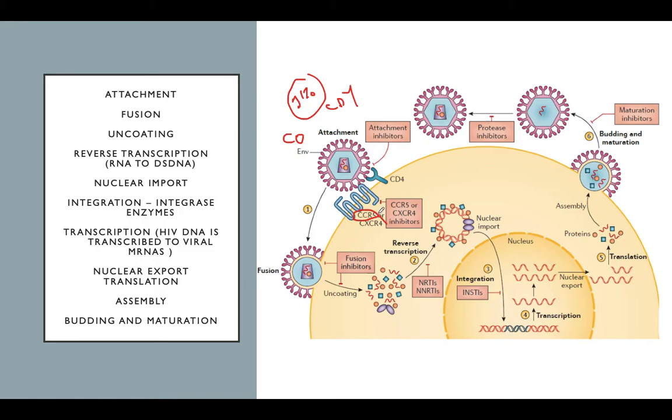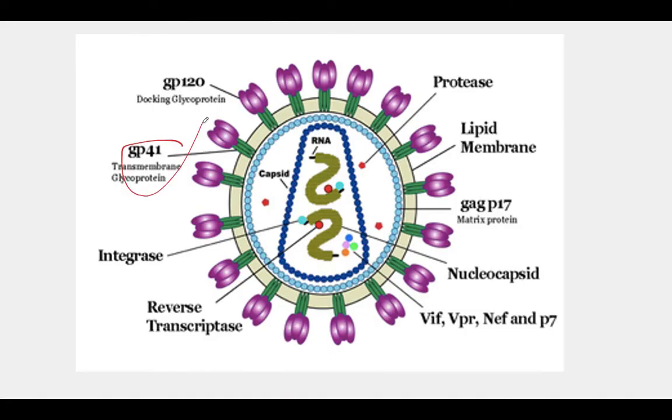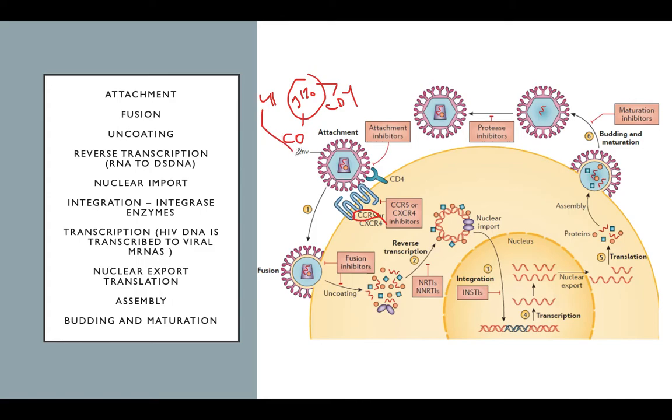I mentioned it in video number 1. So this viral envelope protein binding leads to conformation changes as well. See here: binding, conformation change, binding, conformation change, and lastly it will allow glycoprotein 41 to come inside and make the fusion process. So the first attachment is mediated via 120, fusion is mediated via 41.